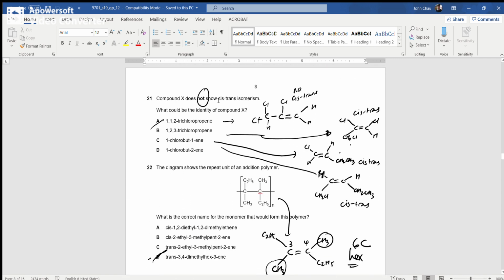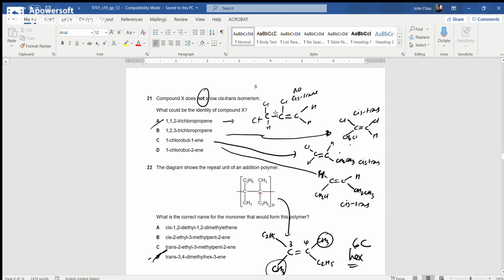21. Compound X does not show cis trans. What could be the identity of compound X? So I draw roughly the structure, Cl 1 1 2 1 1 2, and propane. I think this is a wrong structure, right? The double bond is supposed to be here.